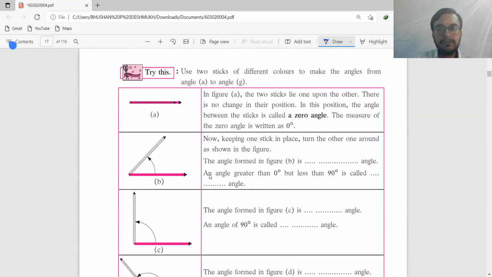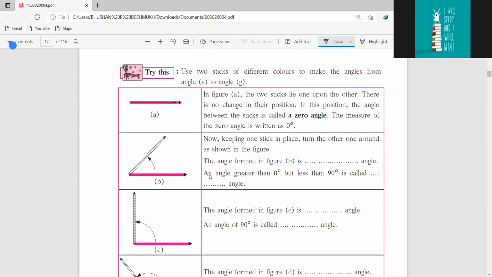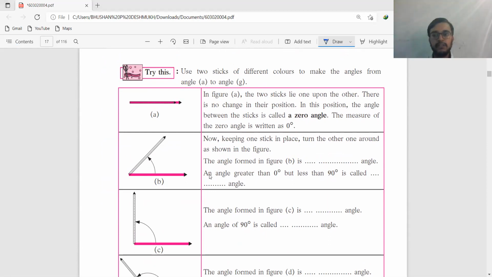Now here are some different types we have learned. The first one is zero angle. There is no change in their position. In this position, the angle between the sticks is called a zero angle. The measure of the zero angle is written as 0 degree, right? This small symbol is called the degree. Here there is no change in the position of these two sticks.